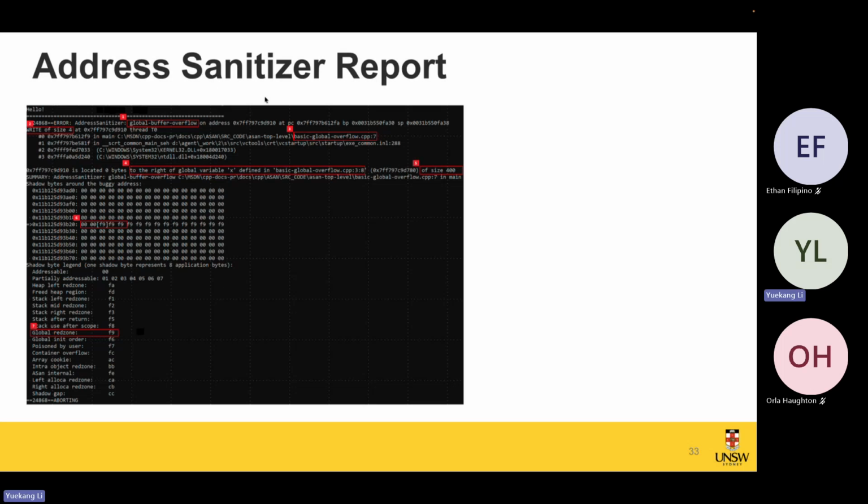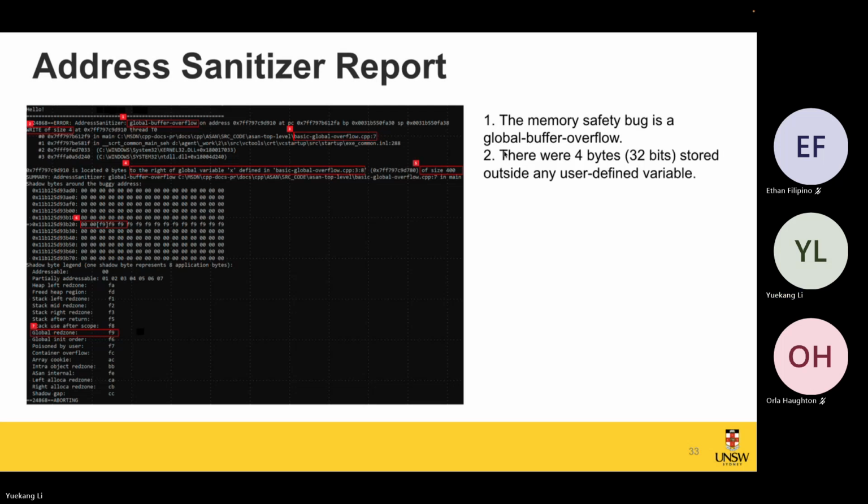If it captures a bug, it will print out a report on the screen, and you can clearly see some useful information from here. The first piece of information tells us that this bug is a global buffer overflow, which means that it is a buffer overflow for a global variable. And the second piece of information you can see here is write of size 4. It means that 4 bytes were stored outside the user-defined variable.